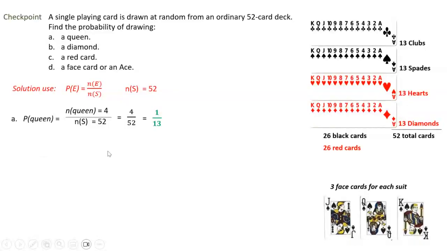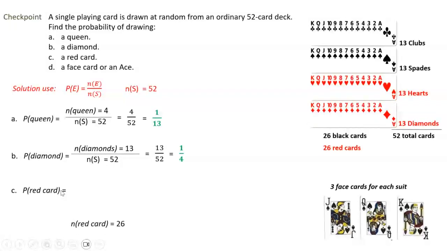Now for part B, a diamond. If you notice, guys, we know that from the suits, there are 13 of each suit. So there are 13 diamonds, right? There are 13 diamonds in a suit. So 13 is my event. My sample space is 52. So 13 over 52 will give you 1/4. So this is my probability, 1 out of 4. Now for C, a red card. There are 26 red cards and 26 black cards. So 26 red, so it'll be 26 over 52. The answer will be 1/2.